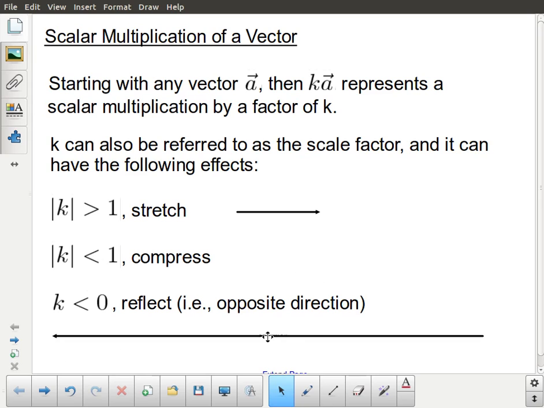So those are all examples of the idea of a scalar multiplication. Essentially what I'm doing is taking some original vector and then stretching it, compressing it, possibly reflecting it, and once I've reflected it, I may also be compressing or stretching it. I have all of those different possibilities available to me.